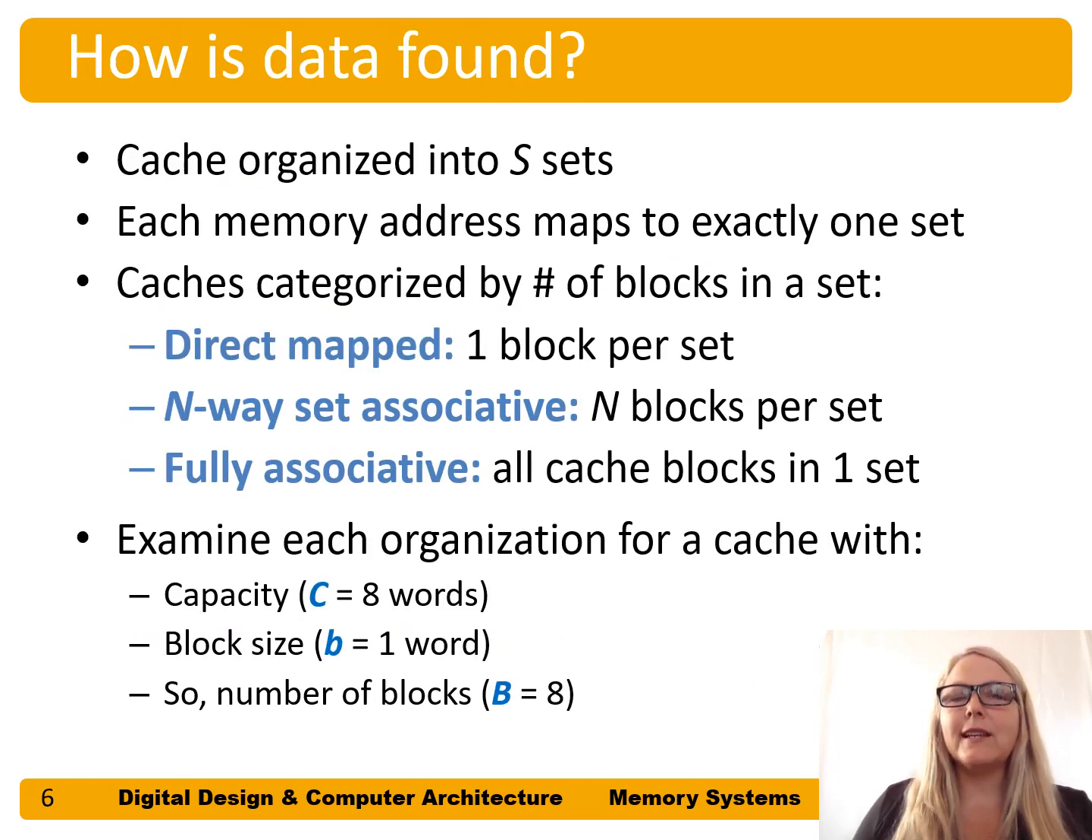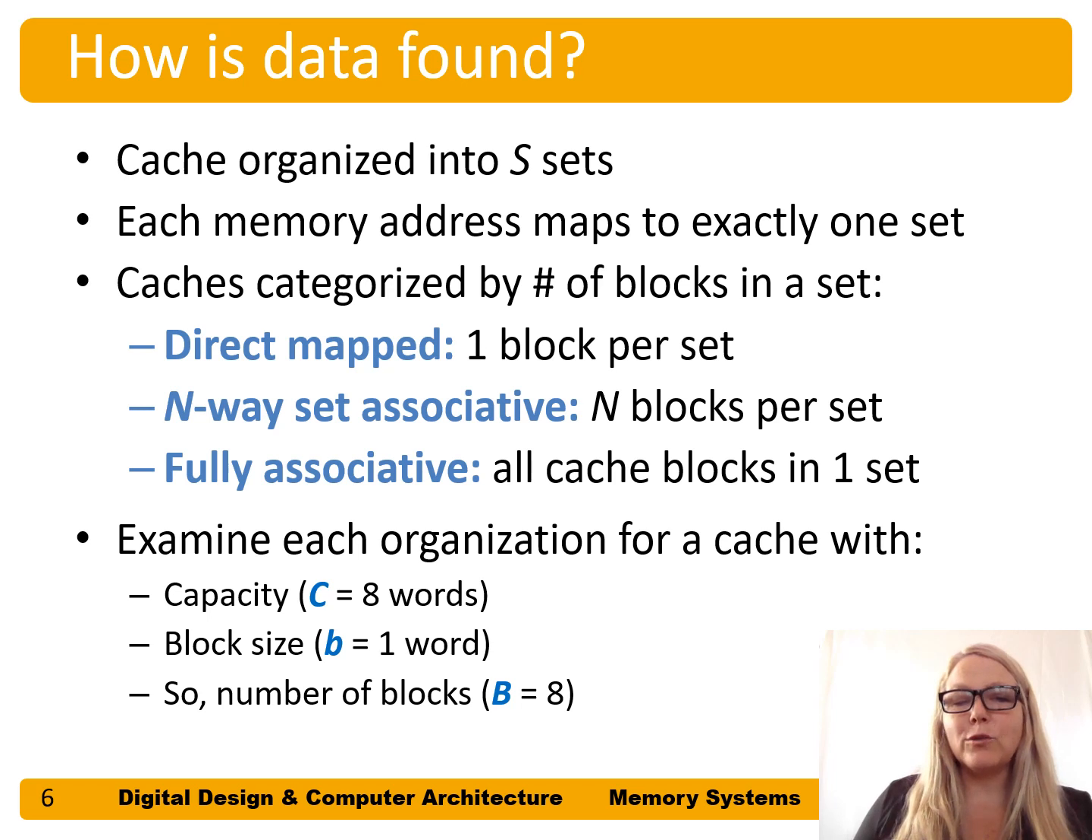So how is data found? Data in a cache is organized into sets. So we have S, the number of sets, and each memory address maps to exactly one of those sets. Caches are categorized by the number of blocks in a set. A direct mapped cache has 1 block per set. An n-way set associative cache, also just called an n-way associative cache, has n blocks per set. And a fully associative cache is where all cache blocks are in a single set. So we'll examine each organization for a cache.